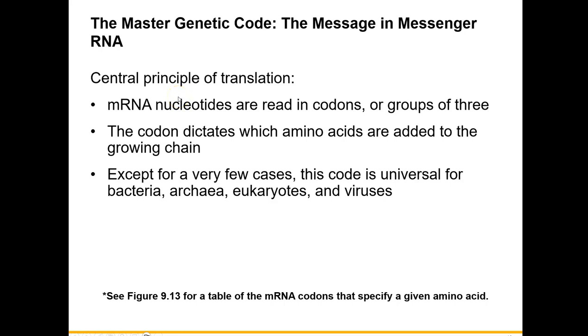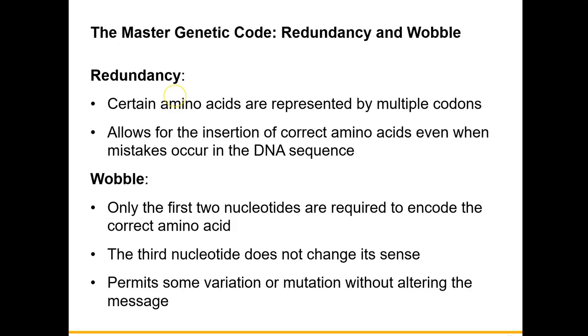So the genetic code, or the message in the messenger RNA, is the central principle of translation. So you get the transcript and then you make the protein. The mRNA nucleotides are written as codons, or groups of three. The codon dictates which amino acid is added to the growing chain. Except for a very few cases, this code is universal for archaea, bacteria, eukaryotes, and viruses.